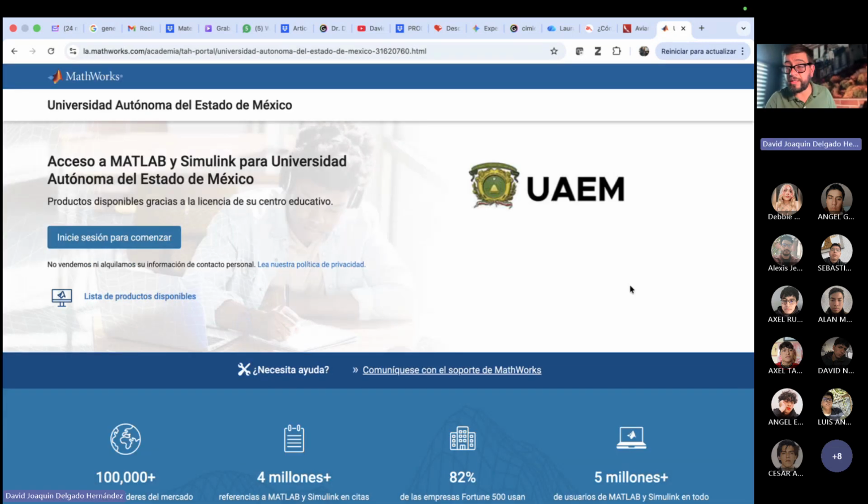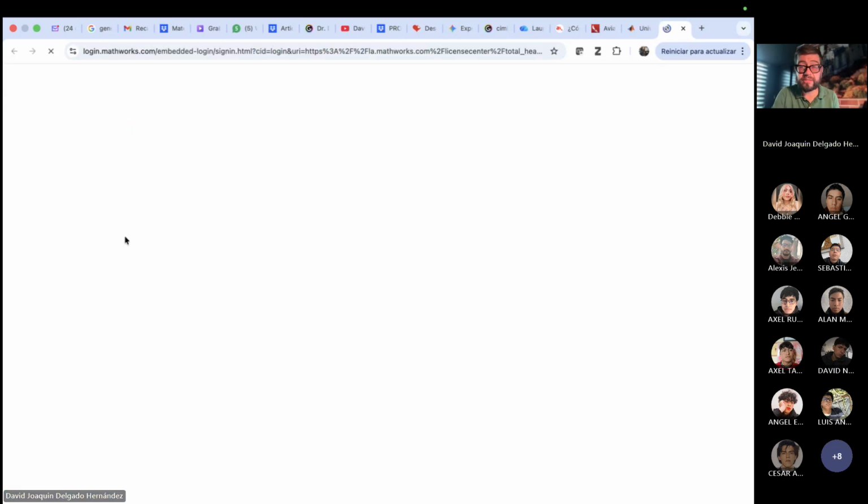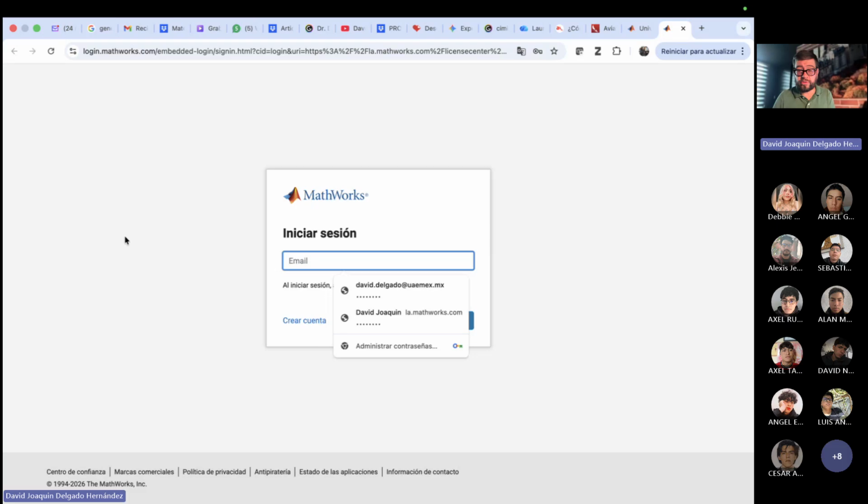And you are going to see that Matlab, because the university has paid for the license of Matlab, okay? So we all have the right to use this software because it has the license for the students and lecturers. So you can click here where it says, let's start session. You put here, and you are going to write your institutional email address.